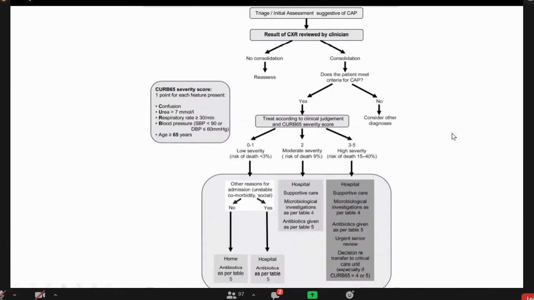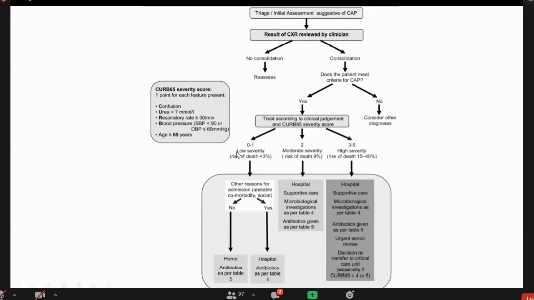This one is generally used in hospitals or emergency care: CURB65. The only difference from the previous score is the addition of urea, U. So the one laboratory investigation required is urea. The rest is the same. The X-ray is reviewed by the clinician; if no consolidation, reassess. If there is consolidation, does the patient meet the criteria for CAP? If it satisfies the definition of CAP, we assess the severity based on CURB65, where urea is more than 7 millimoles per liter, or if you are using the other unit, 20 and above as the cutoff.